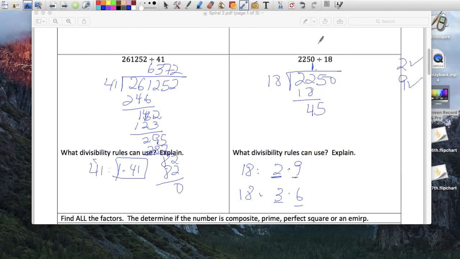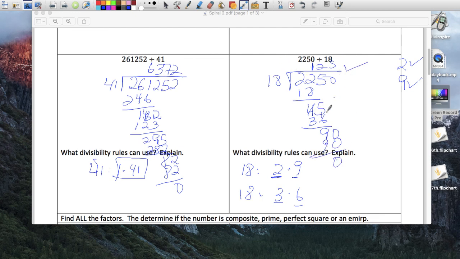45. 18 will go into 45 two times, which is 36. And we're going to have 15 minus 6 is 9. Bring the 9 0 down. 18 goes into 90 five times. 5 times 8 is 40. Carry the 4. 5 times 1 is 5, plus 4 is 9. There you go.